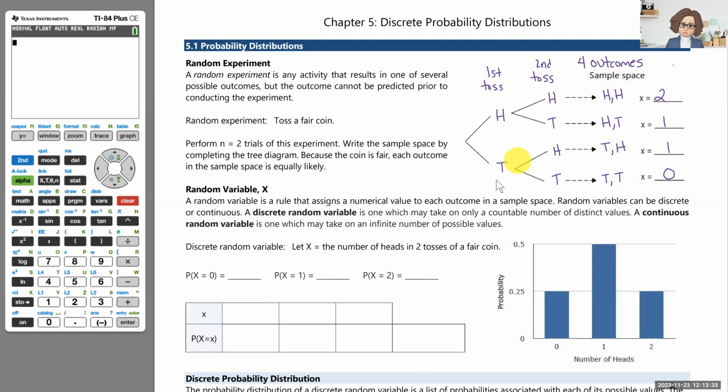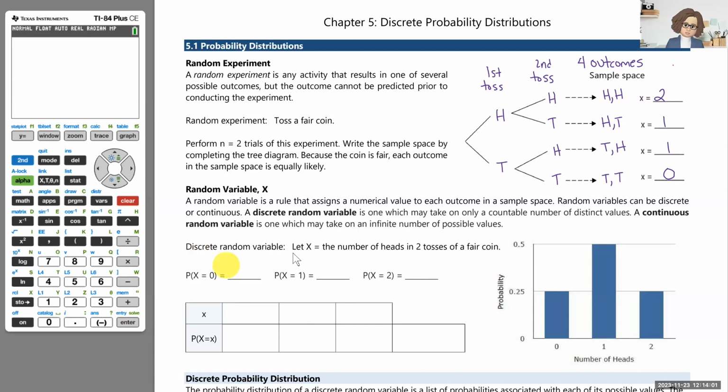Our random variable in this case is called a discrete random variable because it can only take on a countable number of distinct values. So it could either be 0, 1, or 2 heads. In this chapter, we'll deal with discrete variables, and then in the next chapter, we'll talk about continuous random variables. But for now, we'll focus on discrete.